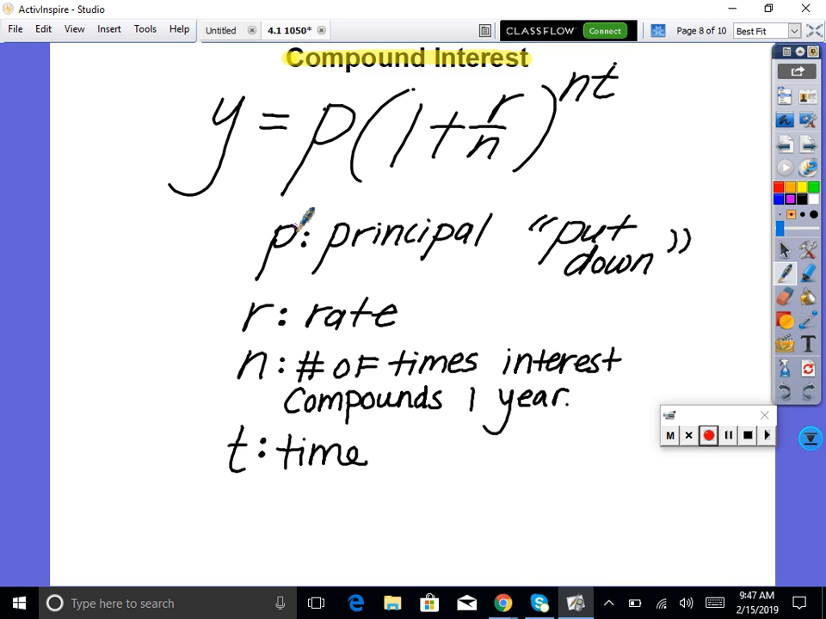So P is the principal or put down amount. That's like our initial value. Notice this has the form of an exponential. R is our interest rate.